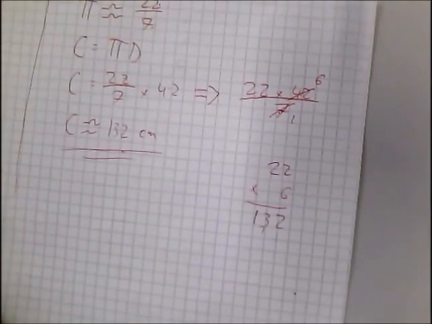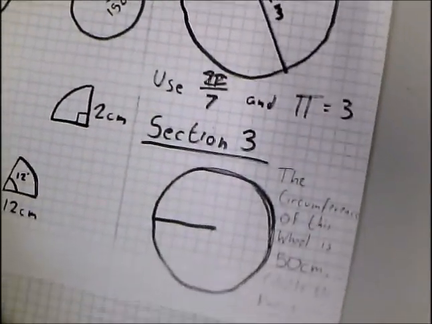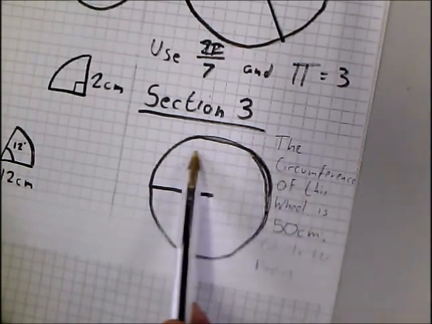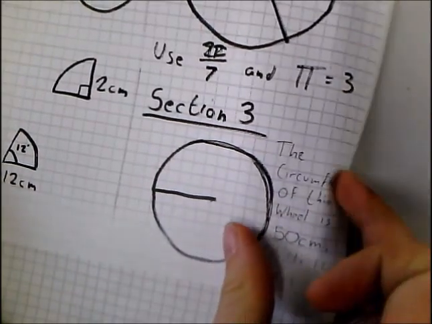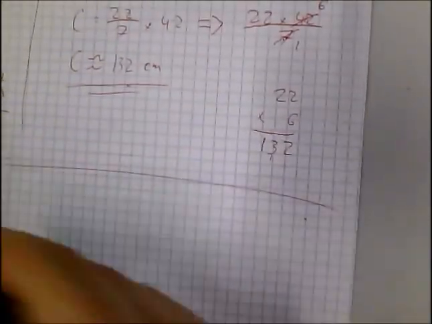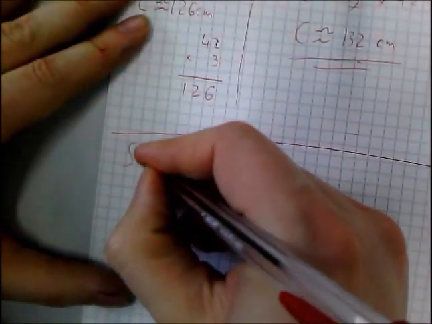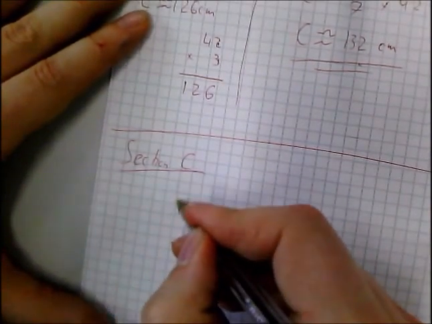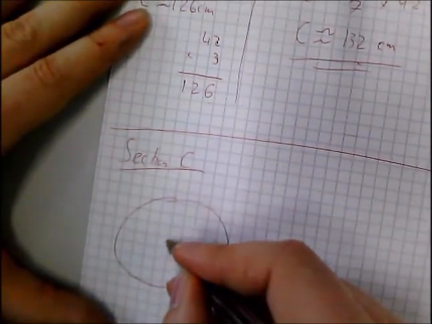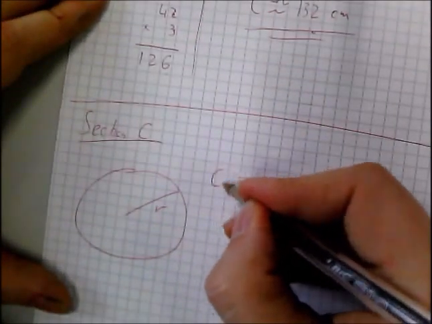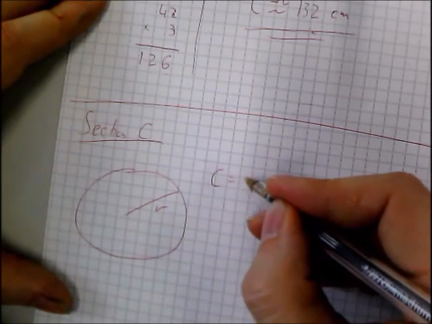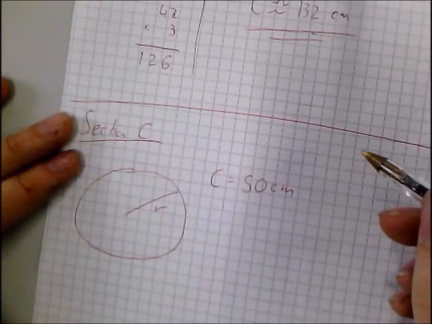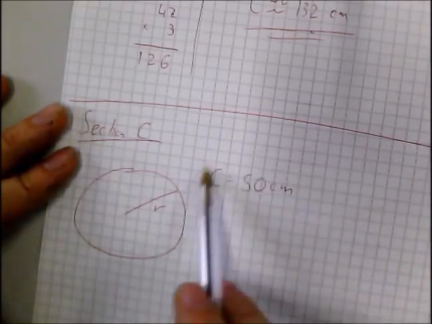Okay, and finally the last question, section C. This time we're told the circumference and we want to calculate the radius. So, section C. We know the circumference is 50 centimeters, but we don't know what the radius is. Let's start off with what we do know.